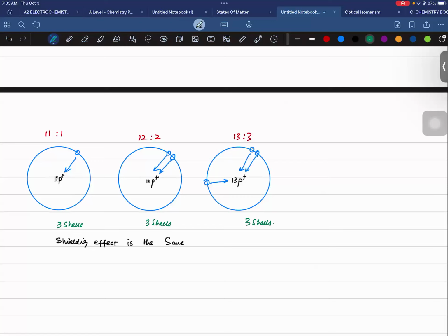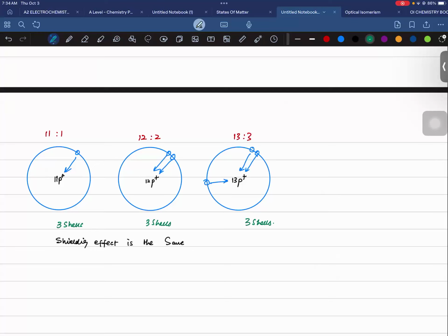But when the number of shells remains the same, you can say that the shielding remains the same. You know, size depends on shielding as well. When the shielding is the same, then again I'm thinking that the size should be the same, because the inner electrons are the same. All have two inner shells. When the inner shells are the same, the shielding is the same. When the shielding is the same, the size is the same.